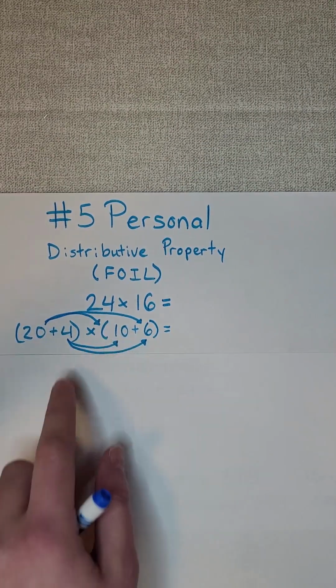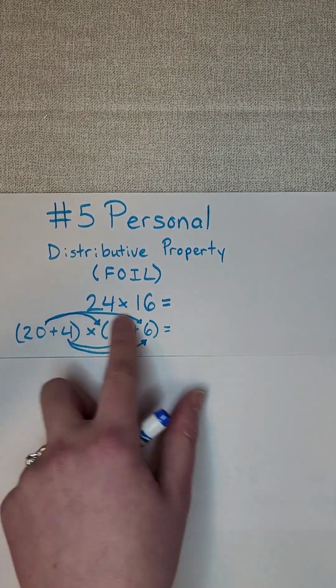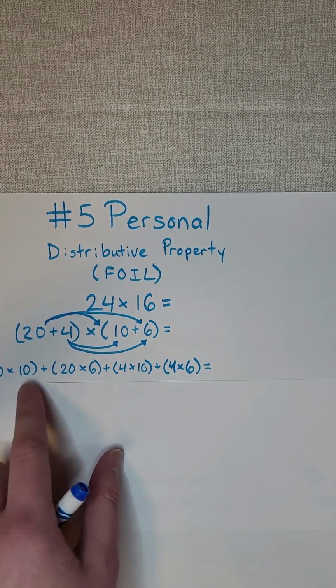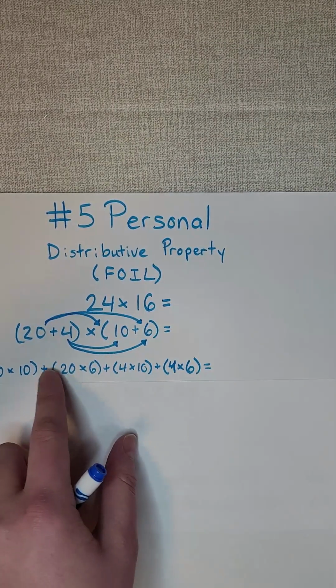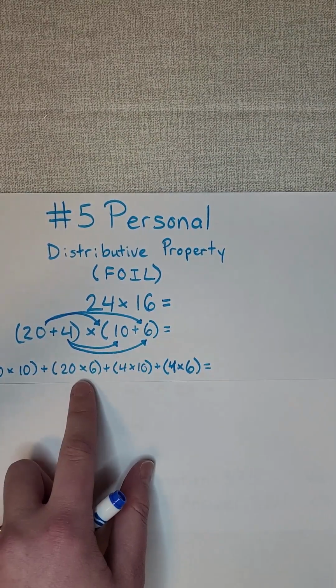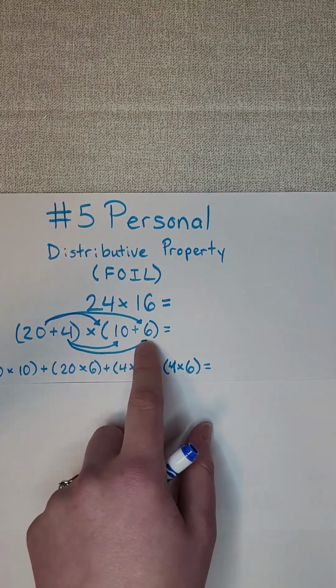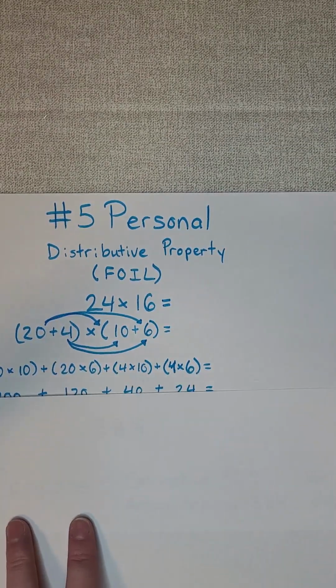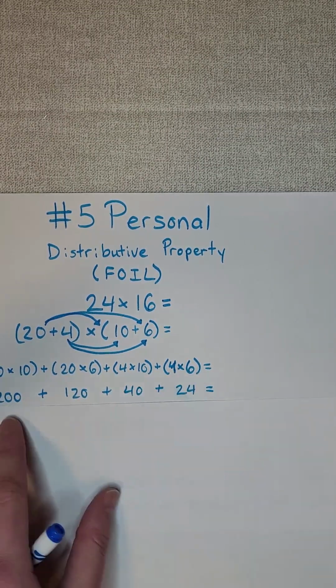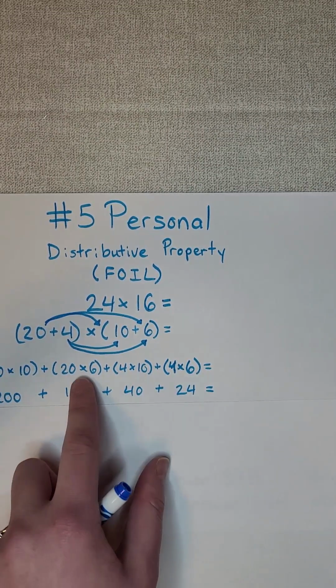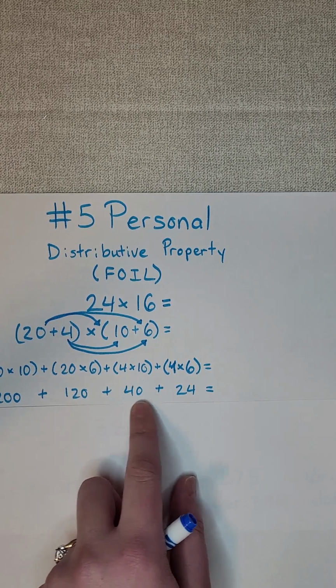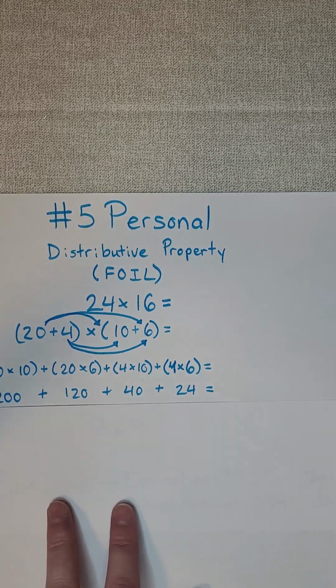Then we're going to use the distributive property to change this equation into 20 times 10 plus 20 times 6 plus 4 times 10 plus 4 times 6. If we solve each of these individually, we have 200 plus 120 plus 40 plus 24, and we get our product of 384.